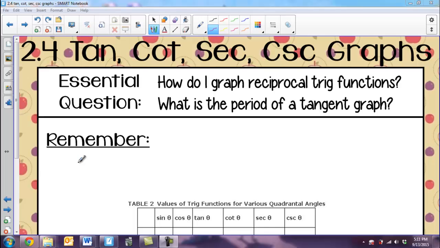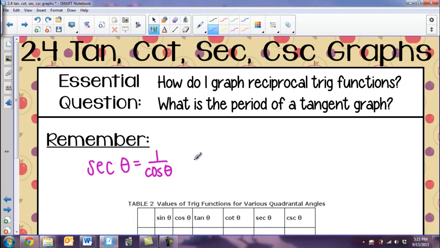Before we start, I want to make sure we remember a couple of key facts, mostly our reciprocal trig identities. So if you remember, we have three reciprocals. If I take the secant of theta, I'm really just taking 1 over cosine theta. So I'm flip-flopping whatever cosine was. Cosecant goes with sine of theta, and you're just flip-flopping them. And finally, cotangent goes with tangent. So those are our reciprocal identities, and they're going to be very helpful with us graphing these reciprocal trig functions.